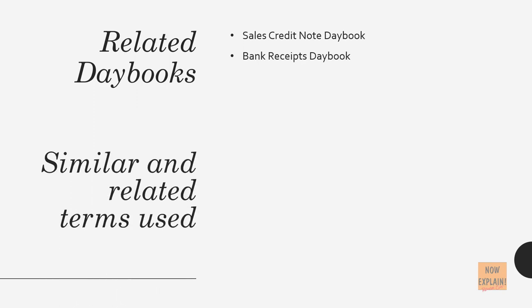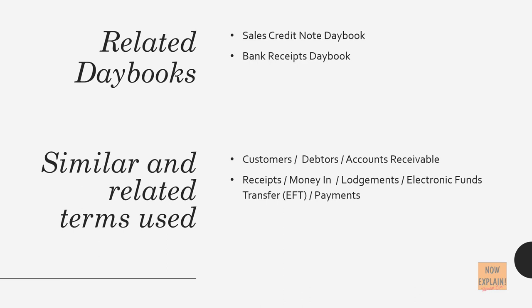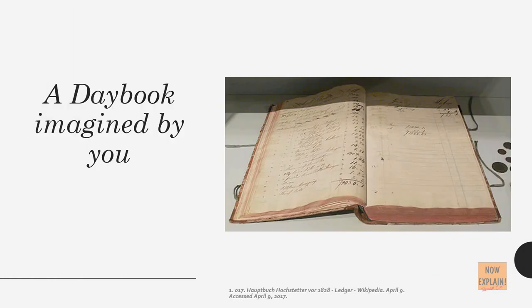So some related daybooks. We can also have a sales credit note daybook and a bank receipts daybook related to the sales invoice daybook. So similar and related terms used: customers, debtors, accounts receivable, they're interchangeable. Receipts, money in, lodgement, electronic fund transfers, payments, they're all linked to customers. This is a daybook that could be imagined by you.